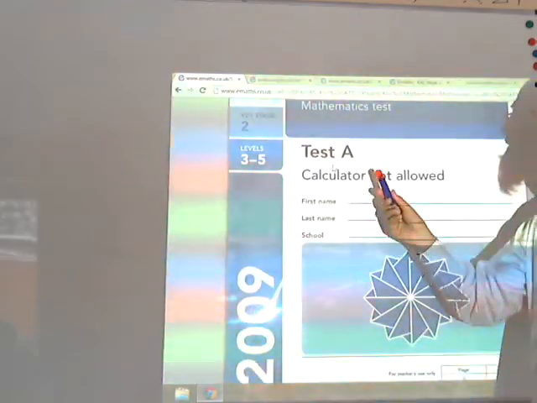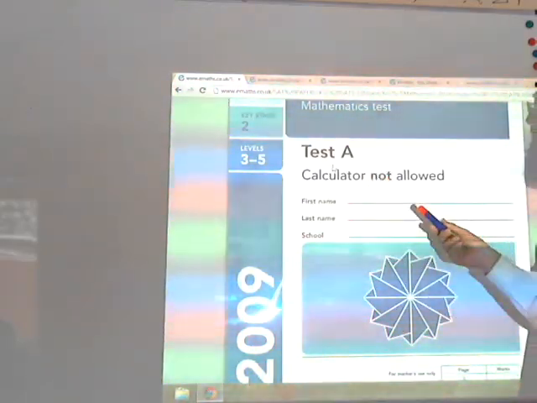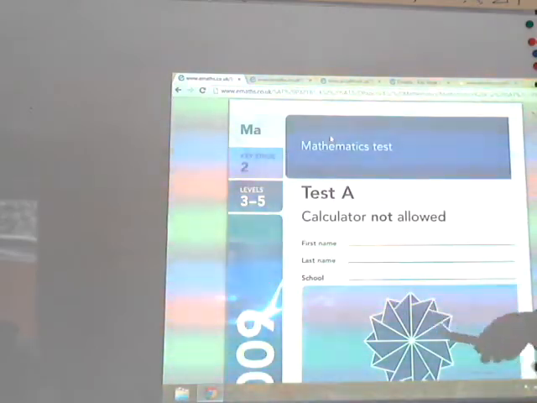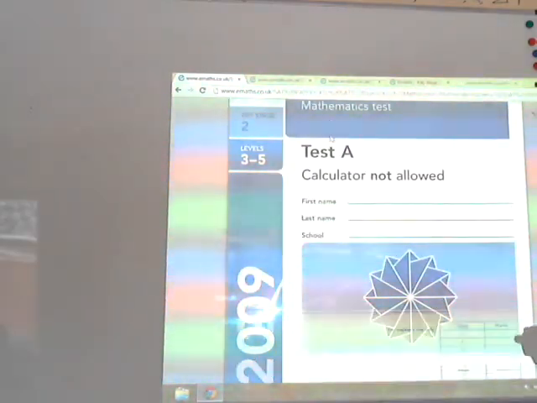Now we can go through the mathematics test paper A, calculator not allowed. Okay, can we get started with this?